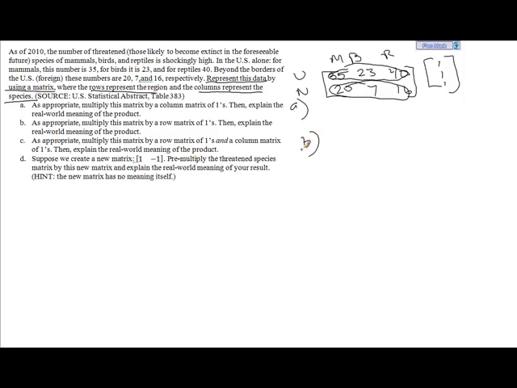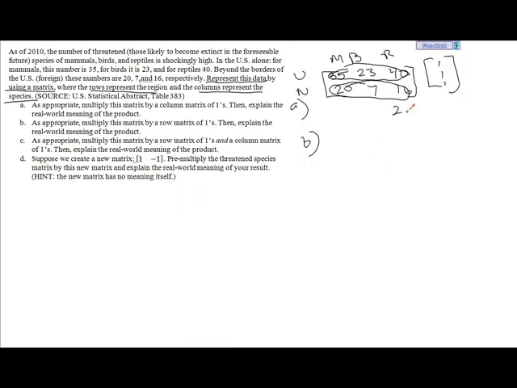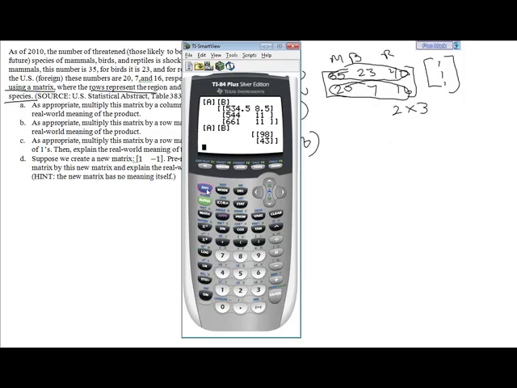In part B, we want to multiply this matrix by a row matrix of 1s. So to multiply a 2 by 3 by a row, we have to multiply it by a 1 by 2 in this case, so that our inner dimensions match. So this is going to be a 1 by 2 containing 1s. And so I'll edit matrix 3. I'll make this a 1 by 2, 1, 1.